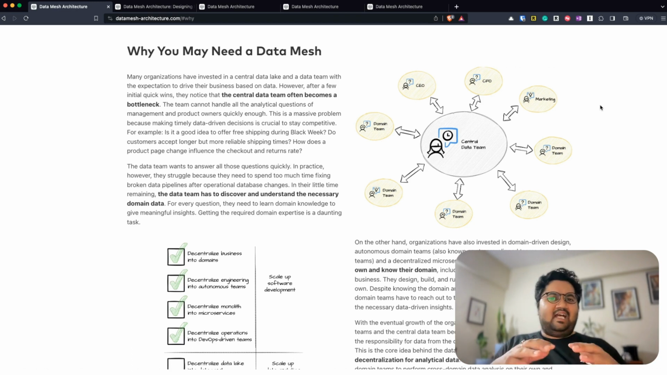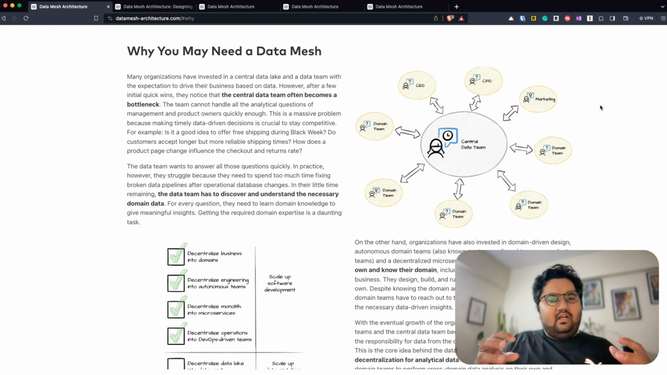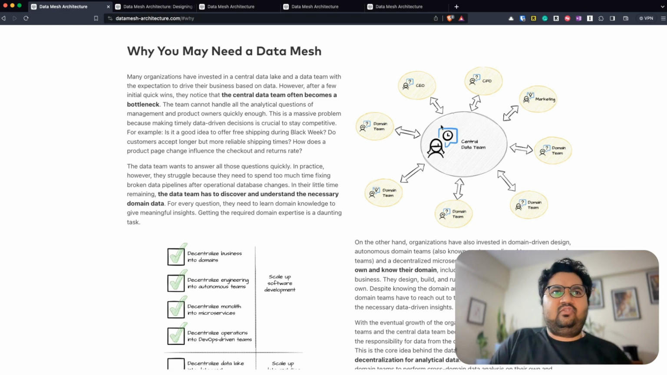Now, one of the challenges that you have with this kind of design is that inherently the team becomes a bottleneck, and it's very difficult after a few quick wins. When you work with data lake architecture, it's very difficult to get good quality distilled reporting and good quality question and answers that you expect from your analytics store.